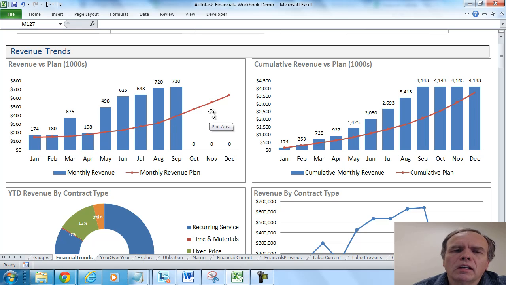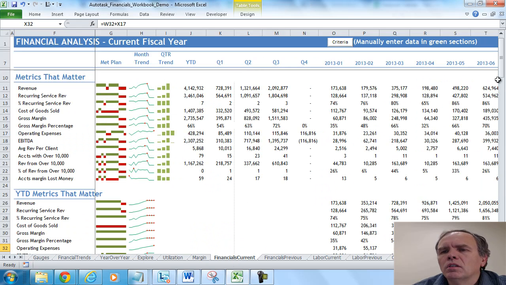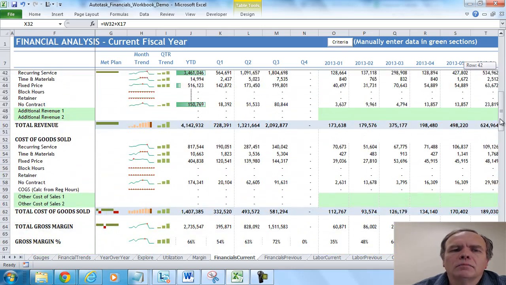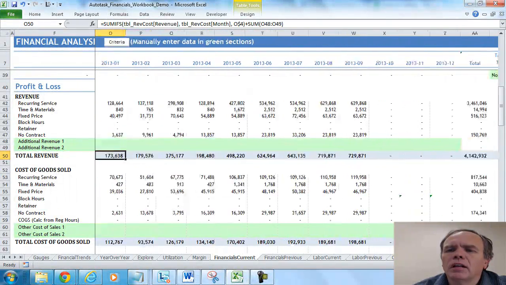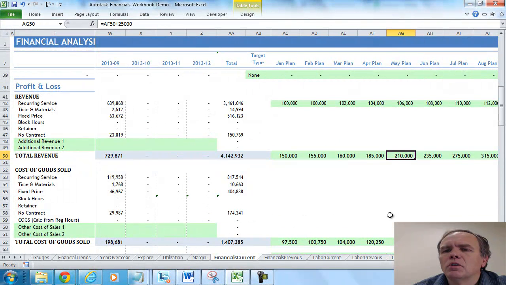One of the interesting things, because we're looking at the monthly revenue plan, is to go over to the Financials Current, and you can see where, starting in May, it seems like we've really taken a jump up. I had 220 as my target in May. Let me go over to Financials Current, and as you go down and find your total revenue number, if I take a look at my current targets, you can see there's my May, which is my 210 target.